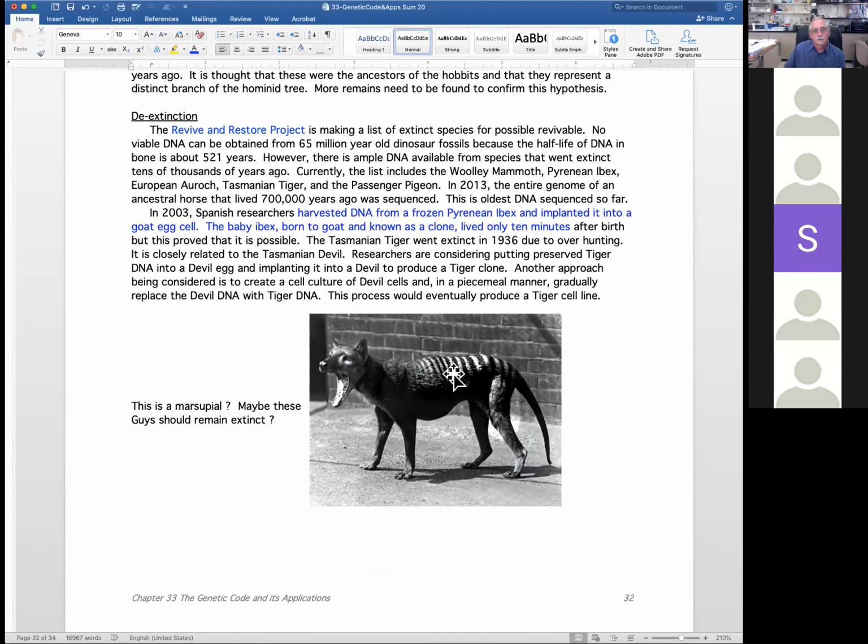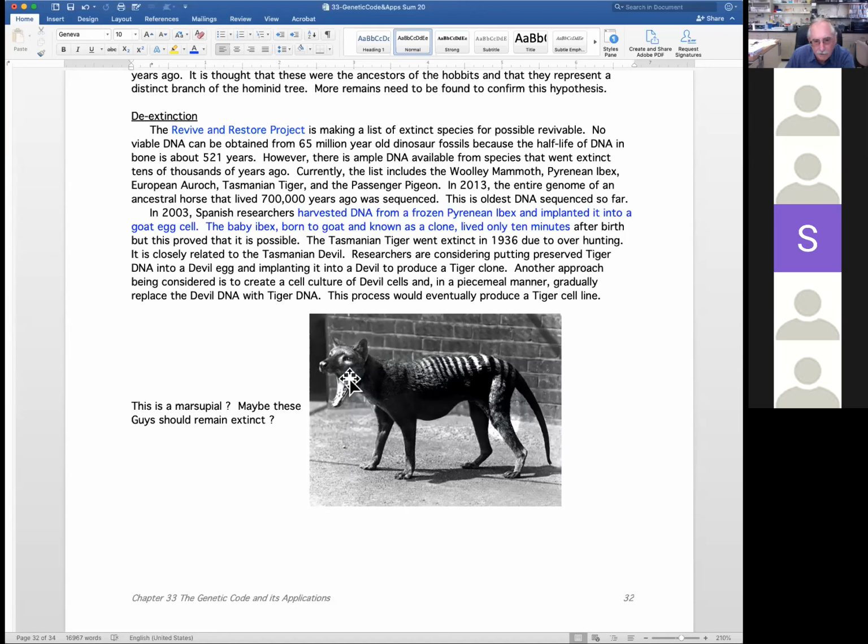So you ever hear of the Tasmanian tiger? Okay. There was a movie, actually, called The Last Tasmanian Tiger. It was not a bad movie. It was about this guy who set out to hunt it because they thought it had curative properties. But then he ended up trying to protect it.